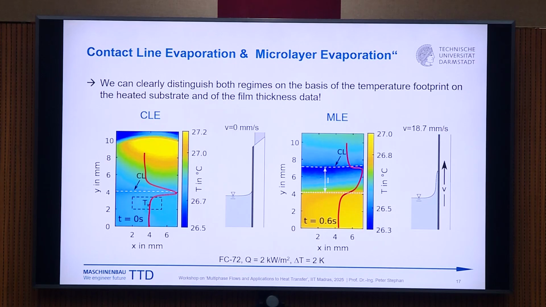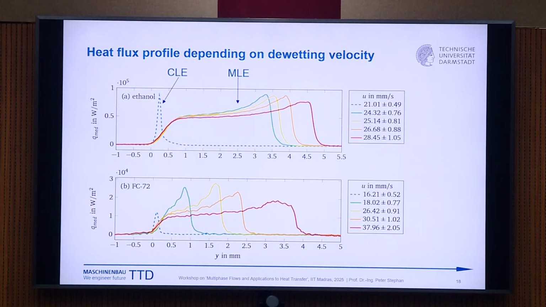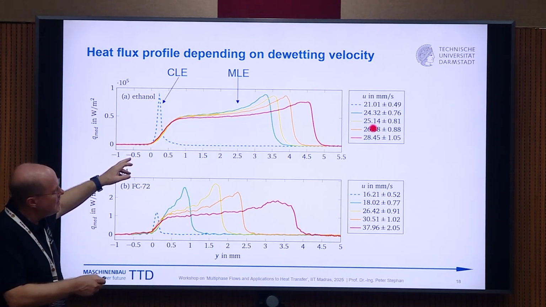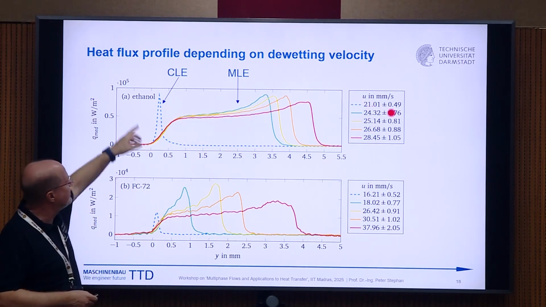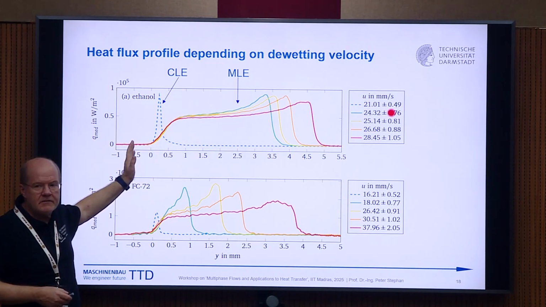Now we were interested in when is contact line evaporation and when is microlayer evaporation. Here again you see different heat flux profiles, and you see this for two fluids, for ethanol and FC72, perfluorohexane, a typical research fluid. And you see how this heat flux profile depends on the de-wetting velocity, so the movement of the wall. For example, for ethanol, up to about 20 millimeters per second, you see a single peak. That means you are in the contact line regime.